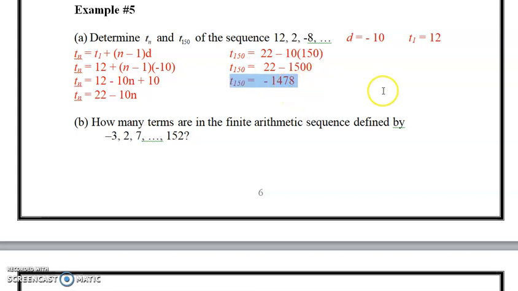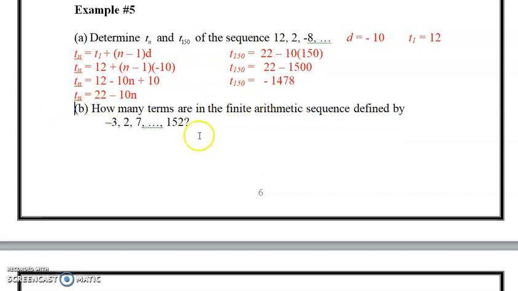So that means here that the 150th term in the arithmetic sequence, starting with 12, 2, negative 8 and so on, is negative 1478. A lot easier than writing out 150 numbers in the sequence. That's why it works. It's very beneficial. Again, it's just a linear equation as well, right? A linear line is what you're doing here.